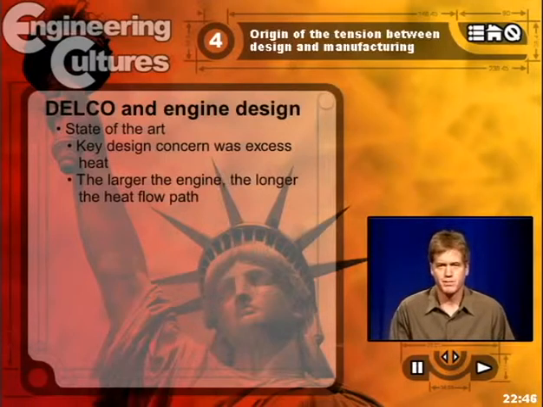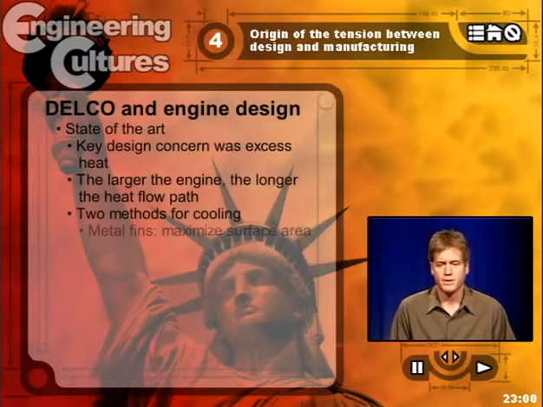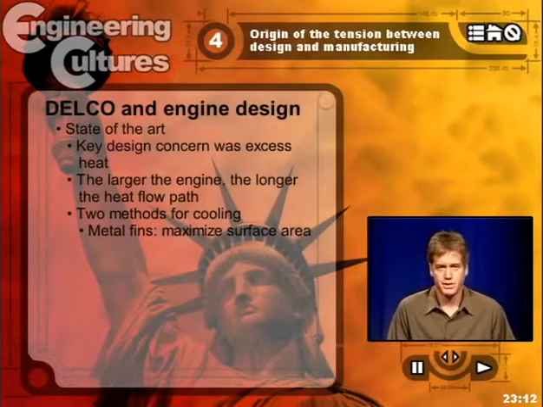When there are very, very small engines, the heat could dissipate through the metal. But the larger it got, it was clear that that would lead to failed engines. And so two methods were used very early on. One is metal fins. There's no air cooling. There's nothing. In order to dissipate the heat, they put on lots of metal fins in order to maximize the surface area through which heat could be exchanged with the air.